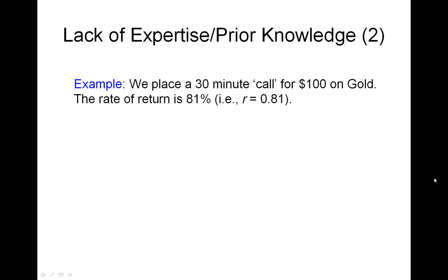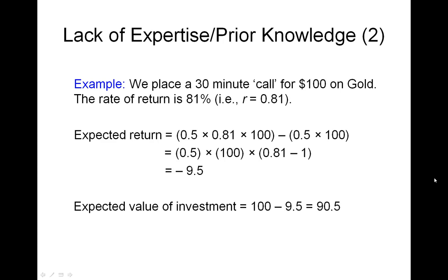What this means is that the current value for gold is $100, and we place a call option, which is to say that in 30 minutes we think that the value of gold will be more than $100, and the rate of return is 81%. The expected return here is negative 9.5, which means the expected value of our investment is 90.5. Now be very careful. This does not mean that if we place any odd bet, we expect a result in $90.5 and we're going to lose $9.5 every time.